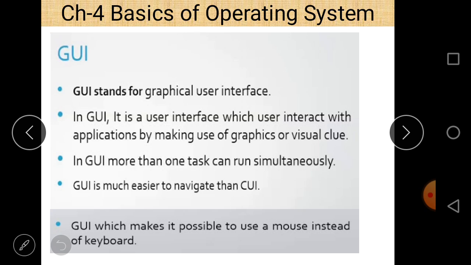Next is GUI, as the name suggests, graphical user interface. GUI stands for graphical user interface. In GUI, it is a user interface in which the user interacts with the application by making use of graphical or visual cues. It may be an icon or any symbol. Let us take a live example of it.